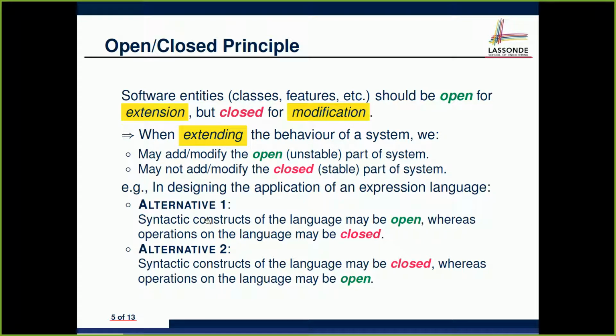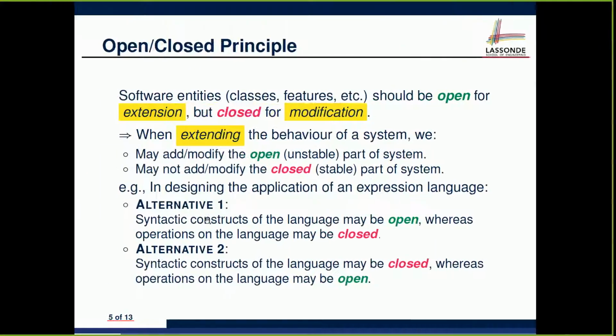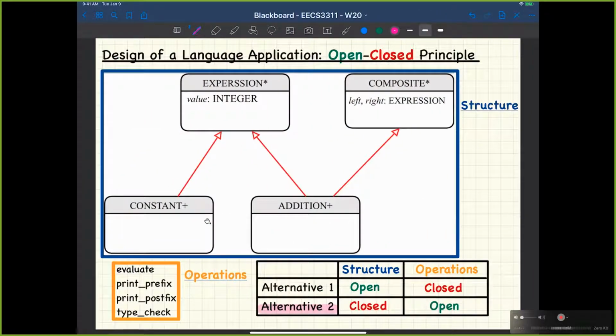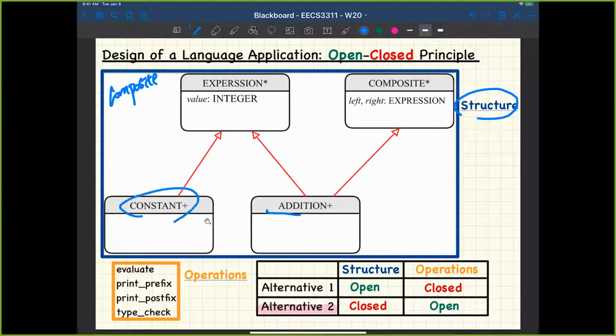We talk about in order to satisfy the open-close principle, if you think about the problem over here, right? Let me switch to the iPad very quickly. Okay, so now this is basically the problem we are trying to solve, right? For our small expression language, which might be subject to change, either extending the language structure or extending the operations. So we talk about structure over here. The structure is basically the composite design pattern that we talked about, right? You can see so far we only support constant and also addition. So that's the structure part of the language.